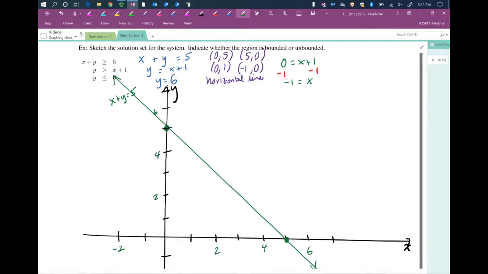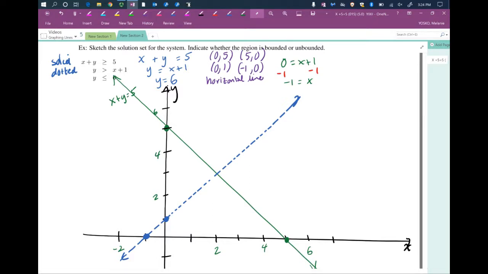Okay, now we're going to look at the next one, y equals x plus 1. But if you notice, the original inequality was a strict inequality. Y is strictly greater than x plus 1. So we're going to use a dotted line here. This first one was solid because of this equal part. You notice the second one does not have that equal part, so we're going to put a dotted line. We're going to plot (0, 1) and (negative 1, 0). And I'm going to draw it dotted.